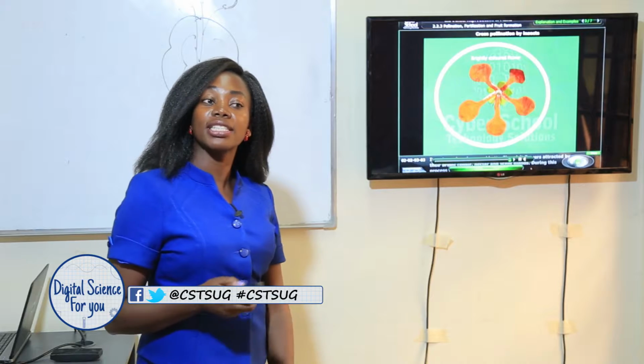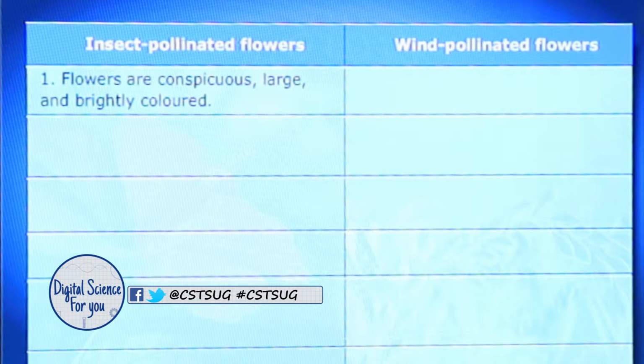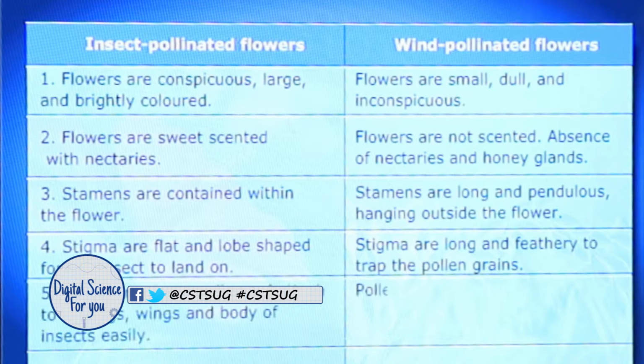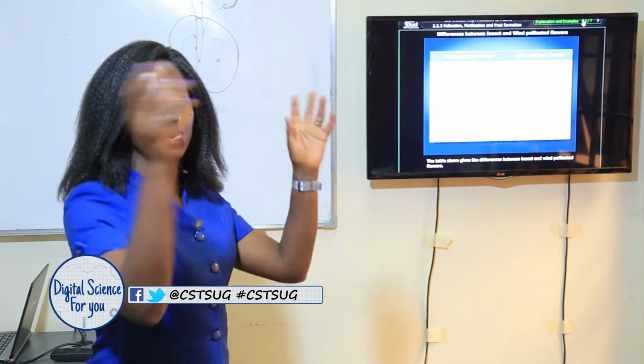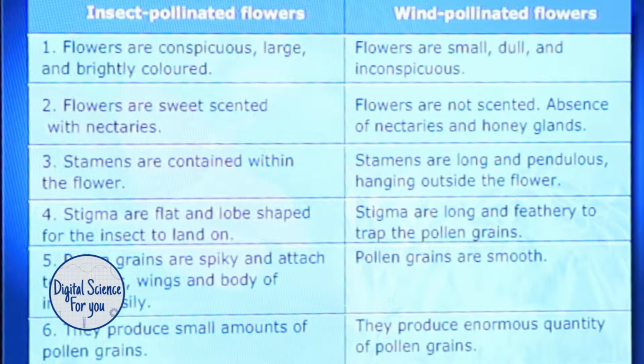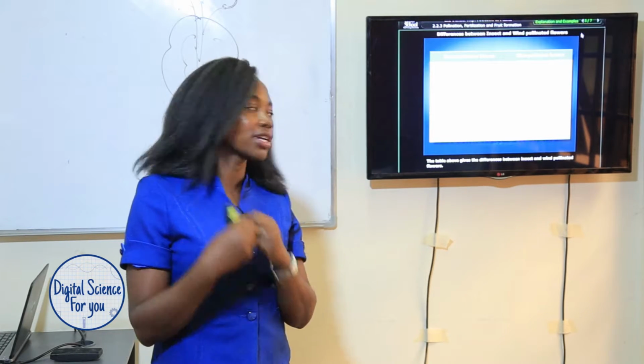Whereas for wind-pollinated flowers, we look at difference number 5. For wind-pollinated flowers, the pollen grains are just smooth, because they don't have to stick on any surface to carry them. It is just wind blowing them about. Look at difference number 6. These flowers that are insect pollinated produce small amounts of pollen grains. Small amounts of pollen grains.